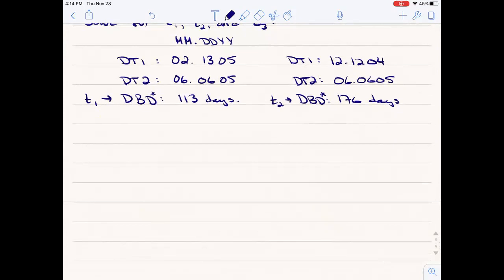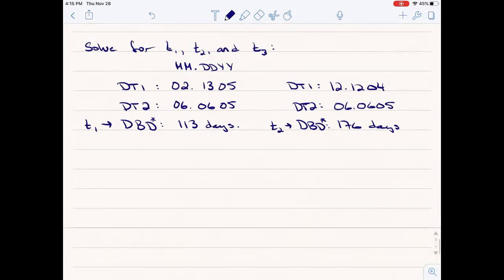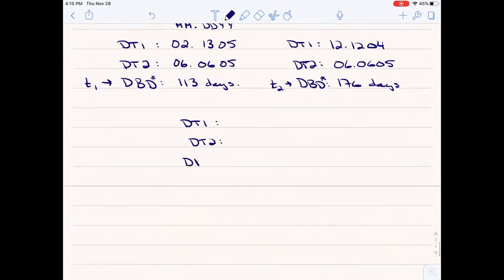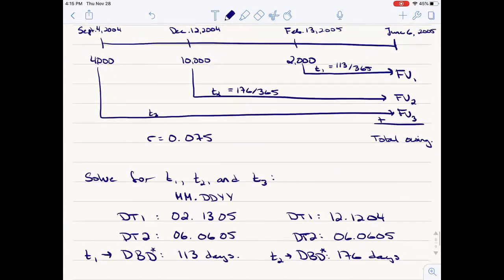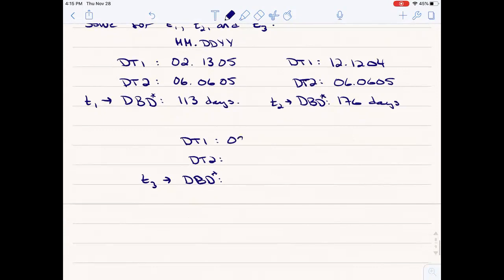And finally, I've got a page break coming up here, so I'll just do it down here: date 1, date 2, days between dates for T3. Changing date 1 to September 4th, 2004, I've got 090404. And then 060605 stays the same.